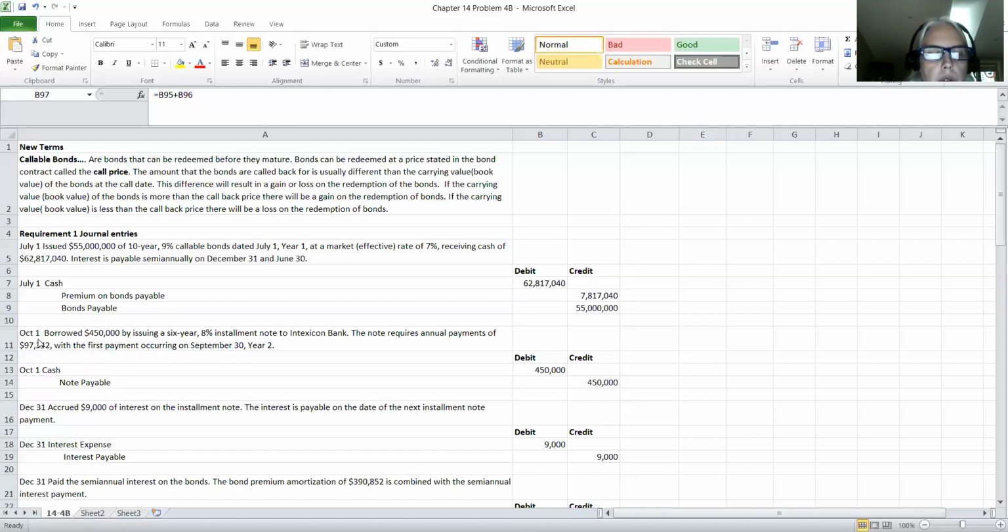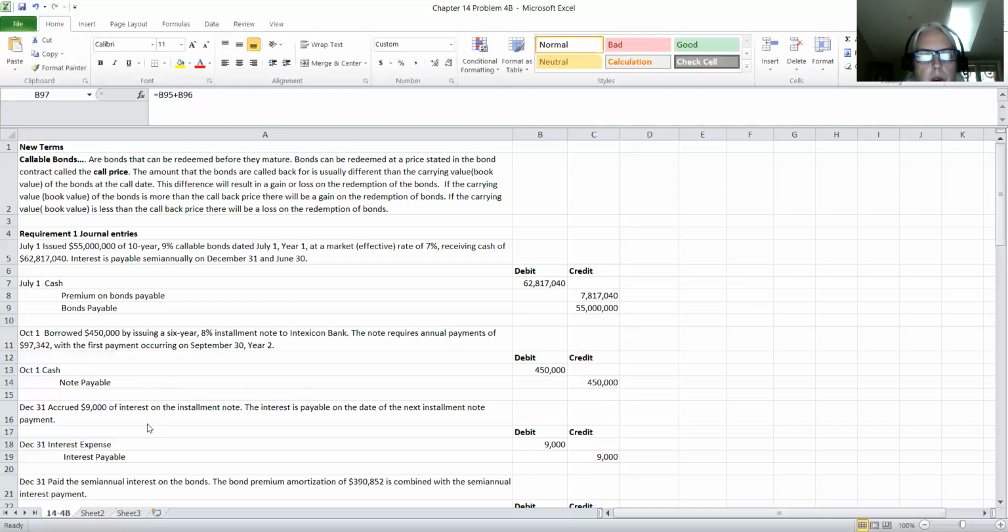Notice this is October 1st. This is when we're borrowing the money. So we simply debit cash and credit our notes payable for the amount that we have borrowed. The principal amount of the installment note was $450,000. So we debit cash, we credit notes payable, which is the liability account. When we credit it, the liability account is increasing. We've got to pay back $450,000, but we're going to pay it back in installments, which include interest associated with this journal entry.